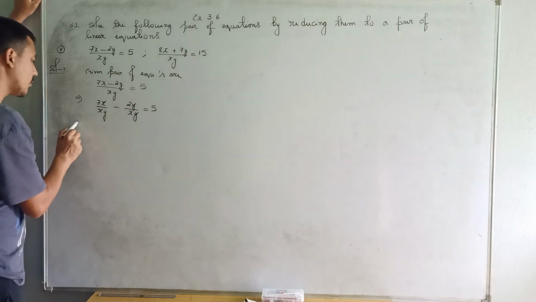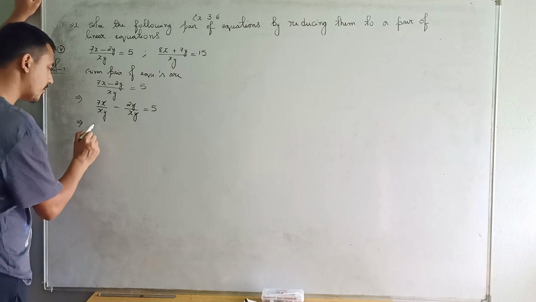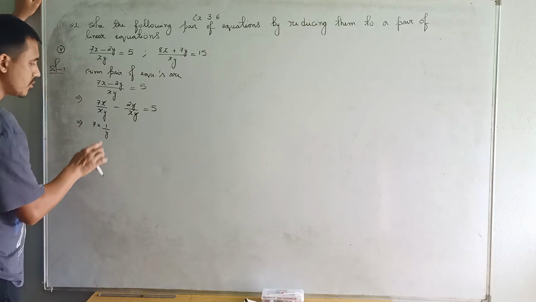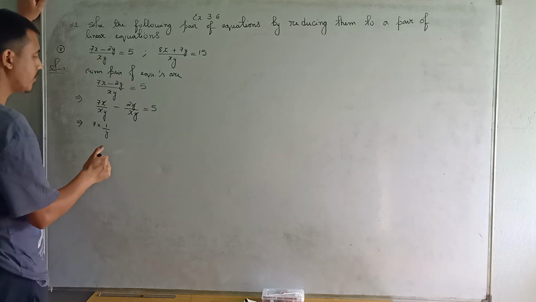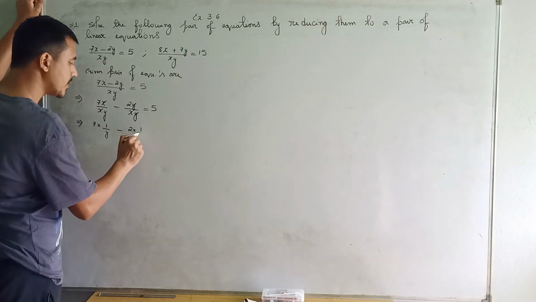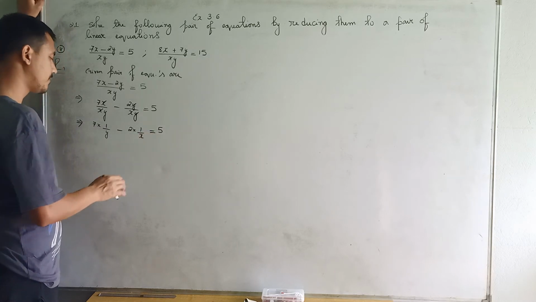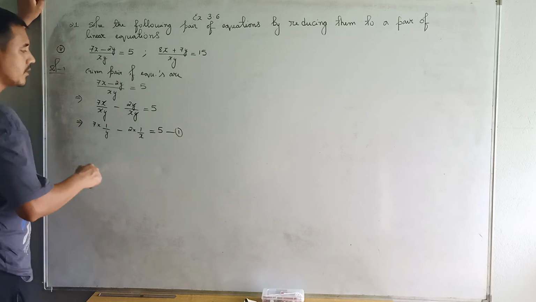So 7 upon y. This is not linear, so we will rearrange it and write 7 times 1 upon y, so that 1 by y can be replaced by some variable which will be linear. 2 upon x can be rewritten as 2 times 1 upon x, so that 1 by x can be replaced by any other variable which is linear.